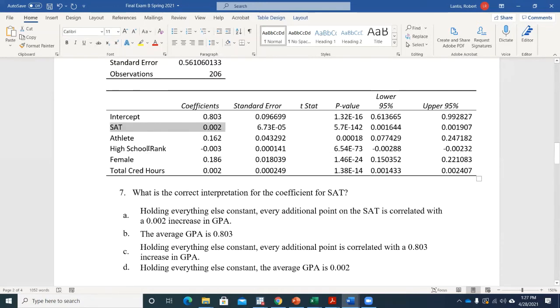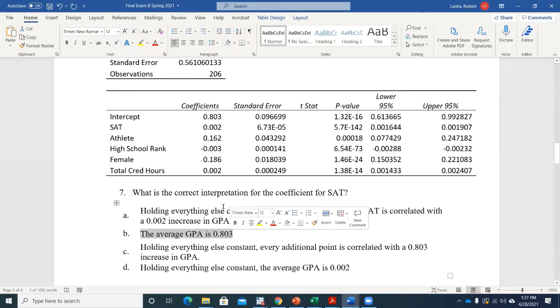When we include multiple variables on the right-hand side, the interpretation is the same. We just add on this phrase, holding everything else in the regression constant. So right away, if we're looking at these potential answers, we need to have this holding everything else constant there. So I can rule out B right away. From there, what's a 1 unit change in the SAT score? 1 more point on the SAT score is correlated with a 0.002 increase in GPA. So that would be A.